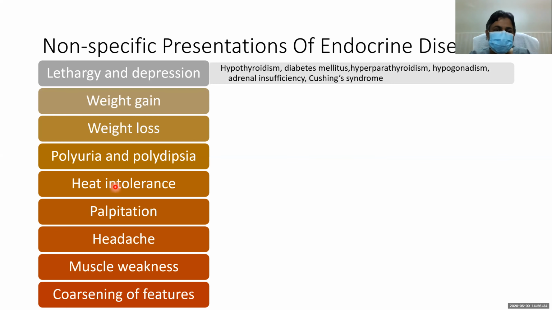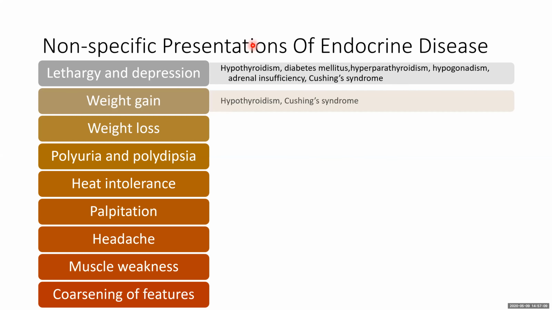Lethargy and depression may be a manifestation of hypothyroidism, diabetes, hyperparathyroidism, hypogonadism, adrenal insufficiency, or Cushing syndrome. So on a single symptom, you can never say that this organ or this gland is involved. It is the constellation of the symptoms which makes a case for the likely cause, and we have to learn that art, how to constellate the symptoms of the patient and look into the potential cause of the disease involved.